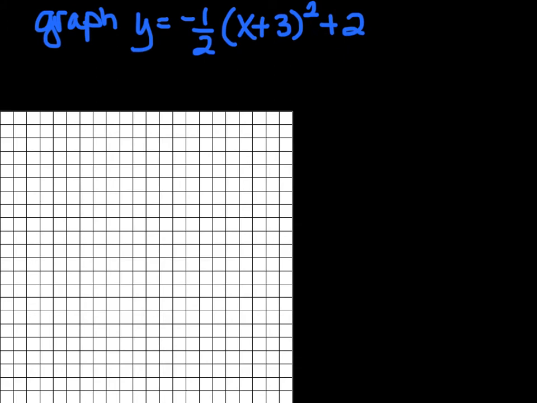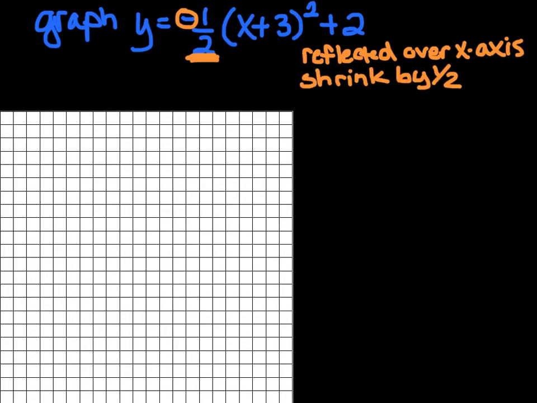Okay, so we are now going to graph y equals negative 1/2 times x plus 3, all squared, plus 2. And before we graph this, I want you to think about what the transformations are. What does the negative do, first of all? This negative means that we're going to have a sad parabola. It's going to reflect it over the x-axis. This 1/2 here tells us that it is going to be shrunk by a factor of a half. And think about what would happen if you took that parabola, put it between your hands, and squished it. It would look fatter. So when we shrink a parabola, it looks fatter than the original.